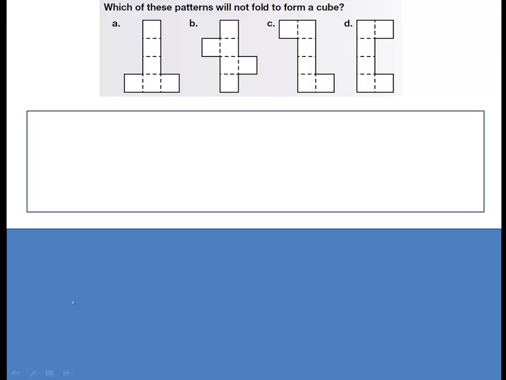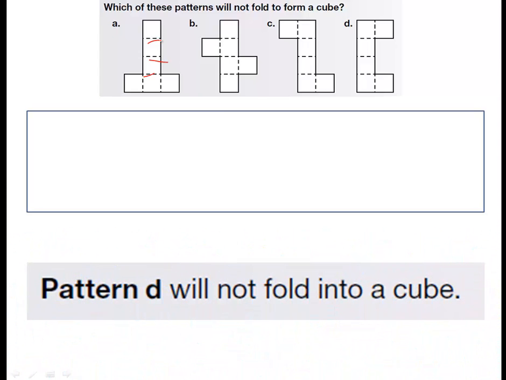Before we do that, let's just visually look at it and decide which one of these patterns will not form a cube. So if we fold all these up, kind of look at them in your mind, make the fold at each of these dotted lines, see which one wouldn't make a box. Can you tell which one wouldn't? I'll give you a second. It's D. D will not fold into a cube.